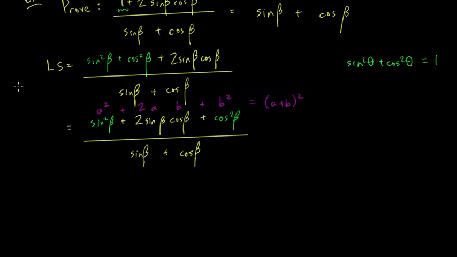So, our next line should naturally be sine beta plus cos beta squared. Based on this, A equals sine beta, B equals cos beta. So a squared is sine beta squared. B squared is cos beta squared.